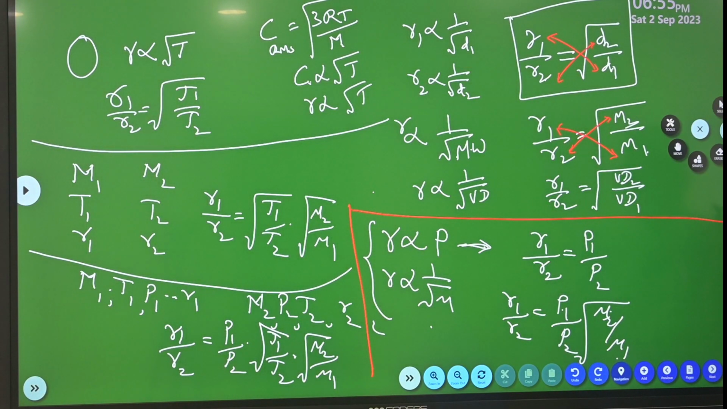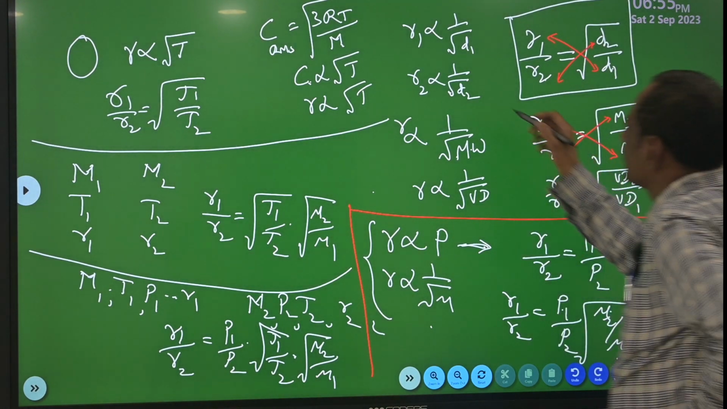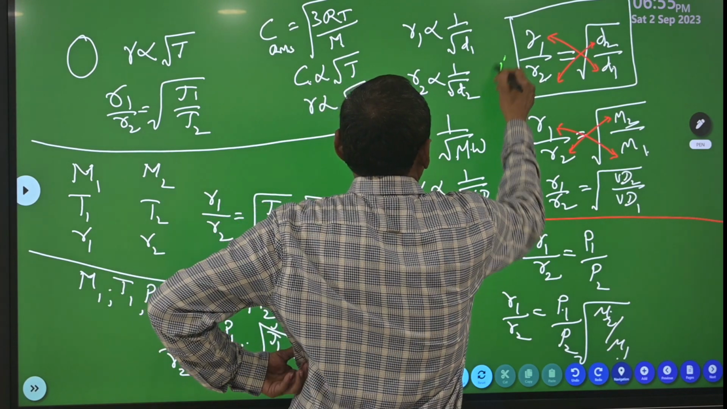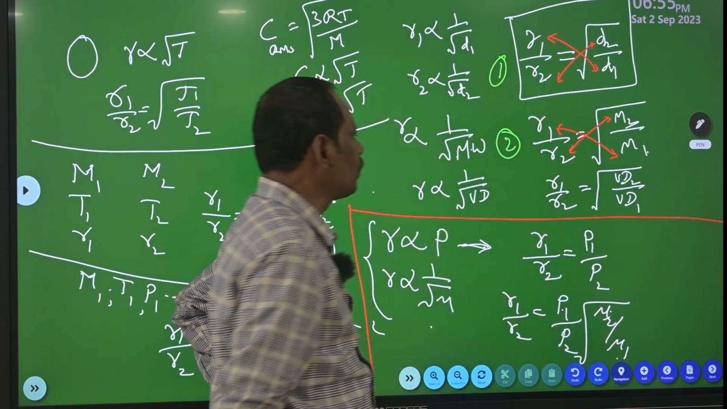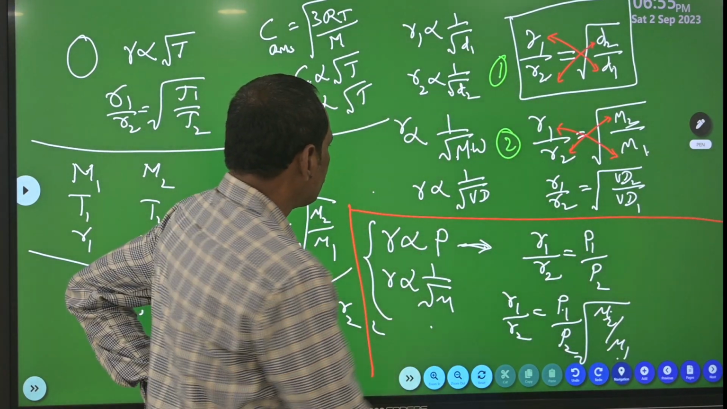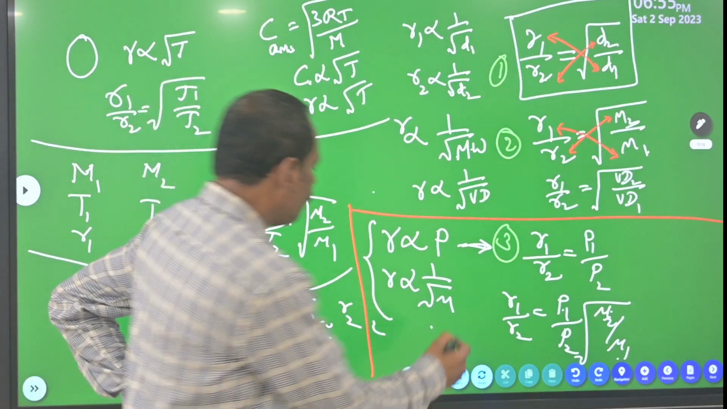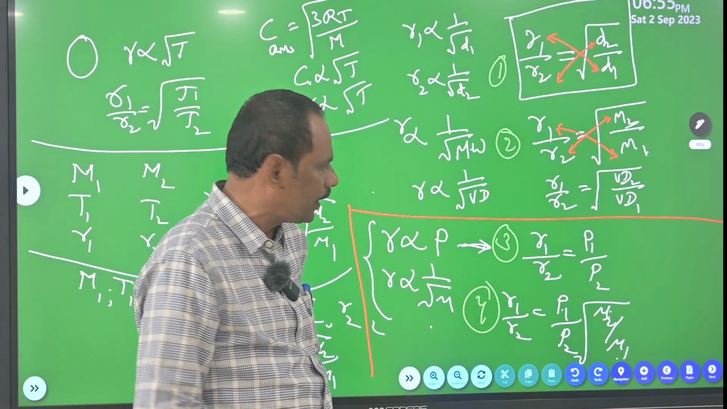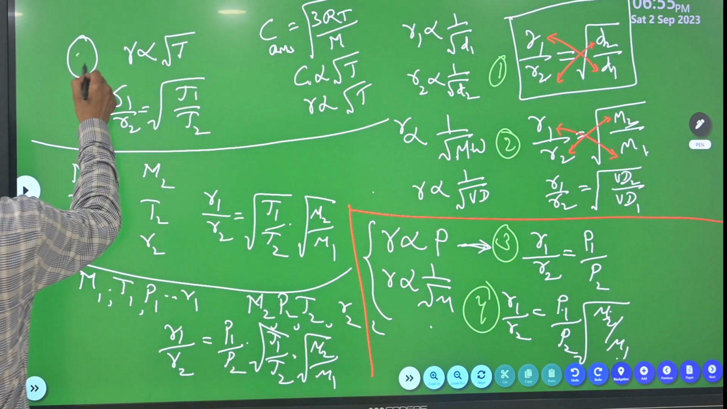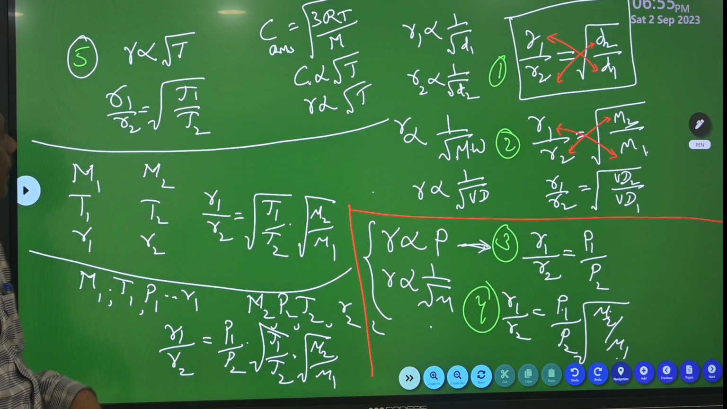Now, how many relations did we get? Relation 1, R1 by R2 is equal to d2 by d1. Relation 2, R1 by R2 is equal to root of M2 by M1. Third one, R1 by R2 is equal to P1 by P2. Fourth one, if different gases are taken at different pressures, R1 by R2 is equal to P1 by P2 into root of M2 by M1. Fifth one, the relation between the rate of diffusion and temperature, R1 by R2 is equal to root of T1 by T2.